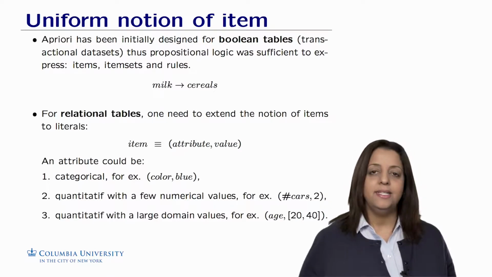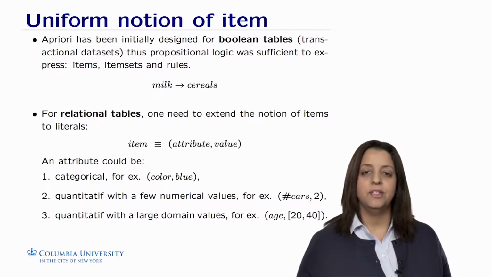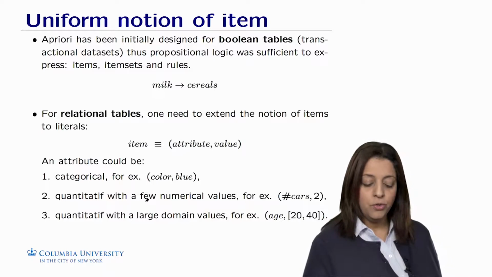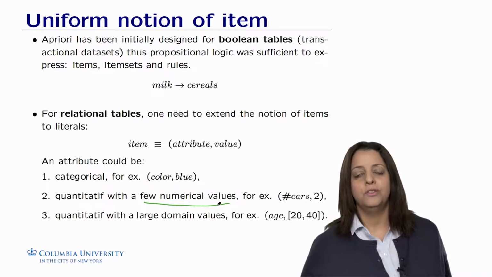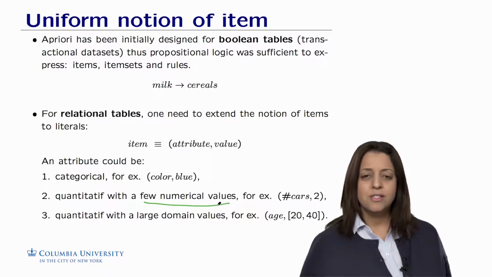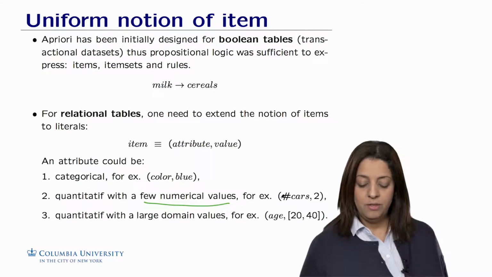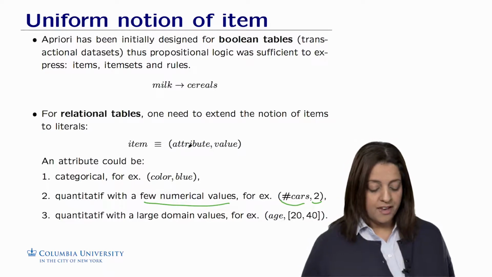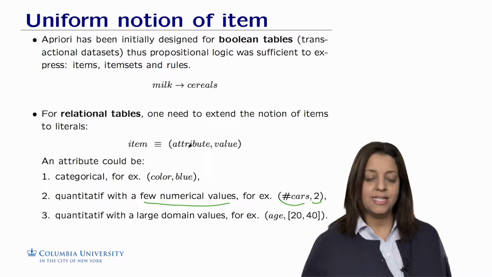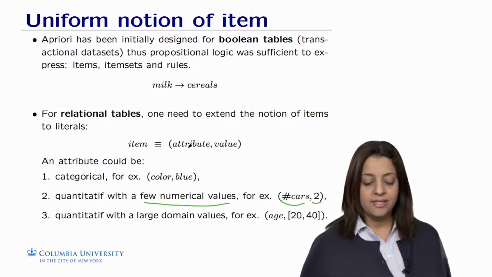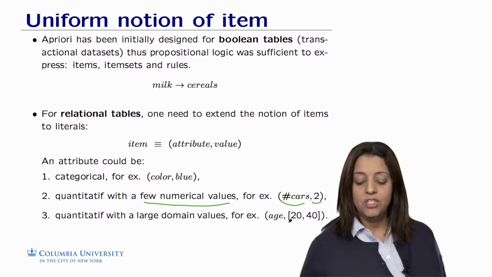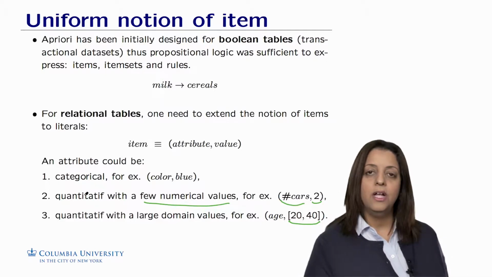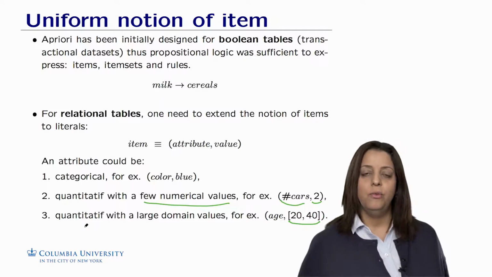In this case, an attribute could be seen as in three categories. The first one is categorical. This is simply cereals, color blue, etc. It could be quantitative with actually a few numerical values. For example, number of cars could be either 1 or 2. It's rare that a family has 3 or more cars. So it's more like a numerical value with a few values. For example, number of cars 2 could be a pair attribute value and could be seen as an item. And finally, if the quantitative or numerical value has large domains, then we have to discretize, and in this case, the item attribute value would be something like age in the interval 20-40. So we build items depending on the category of attribute that we have: either categorical, quantitative with few numerical values, or with large numerical values.